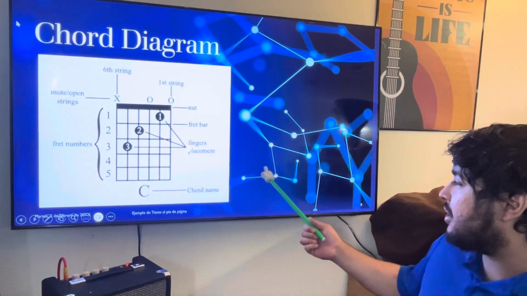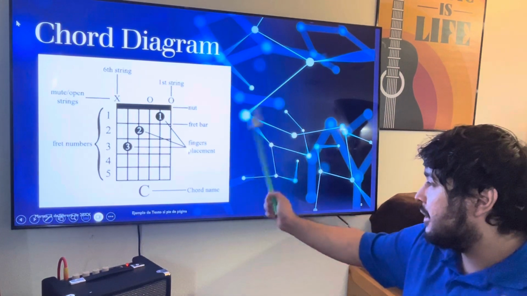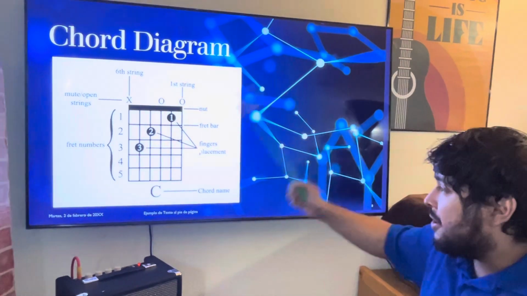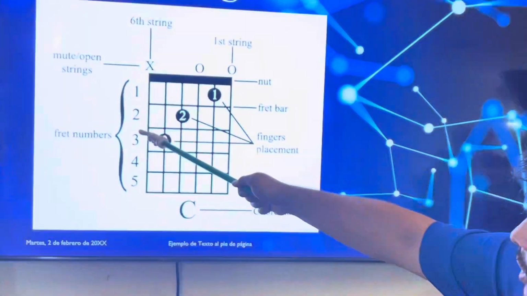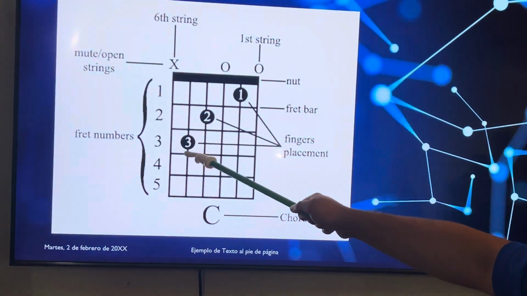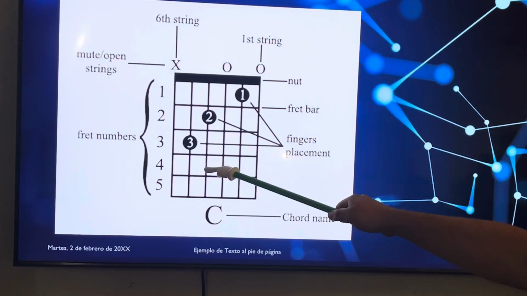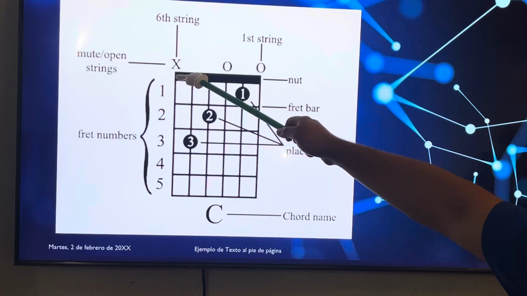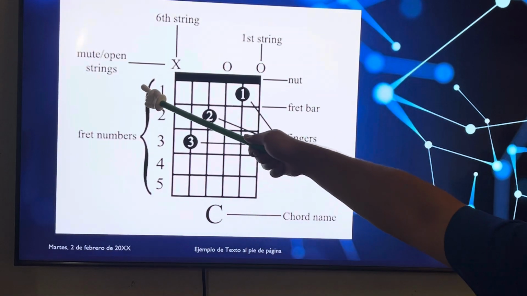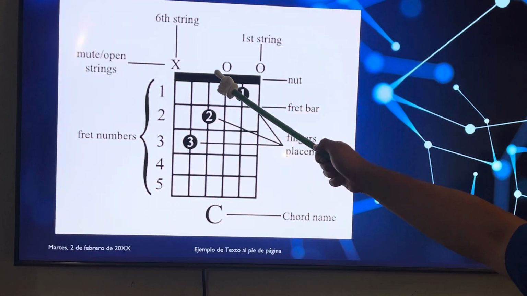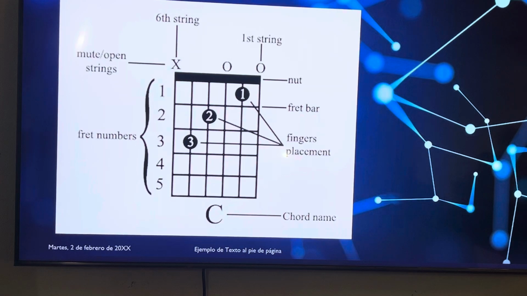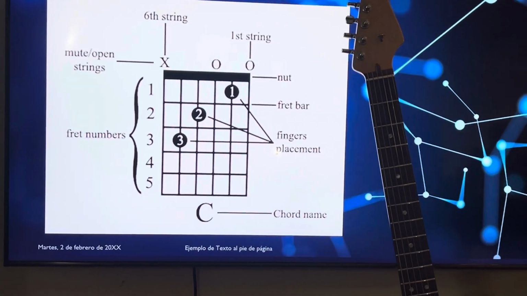So this is what we're actually talking about. This is what it actually looks like. It's a great picture here. Not all of the chords are going to have the number of the frets, you just kind of count them sometimes, but if they have that, that's great. You're going to notice there's an X here. That X means mute, and when you see a 0, it means open string. Meaning when you actually play the chord.